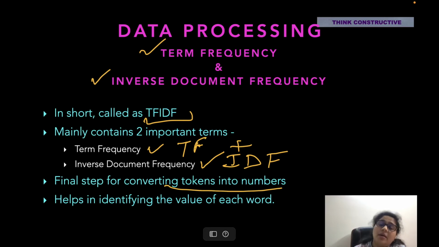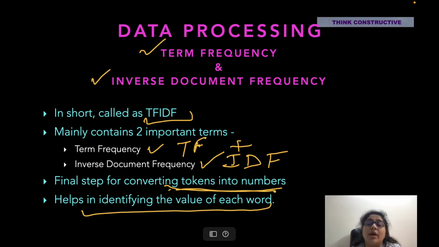And why am I doing it? The first agenda is to convert everything into numbers, and TF-IDF also helps in identifying the value or the weightage of each word. How much value does that particular word have for the corpus being processed? So for the corpus being processed to reach the numerical level, what is the value of each word in that corpus? I hope this is clear now.